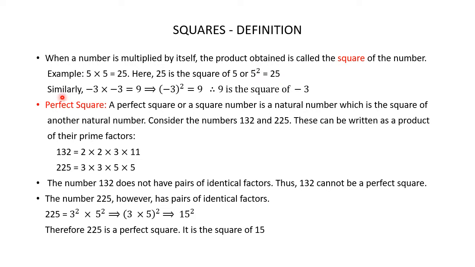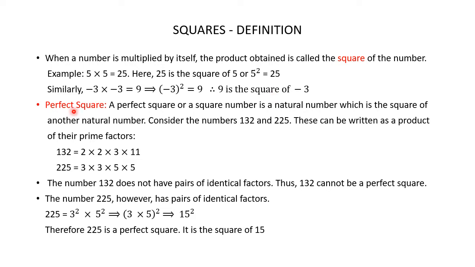Similarly, minus 3 when multiplied by itself gives 9. This means minus 3 multiplied by minus 3 is 9. Or we can write this as minus 3 the whole square is equal to 9. Therefore, 9 is the square of minus 3.